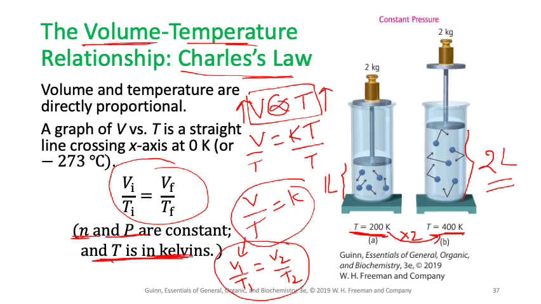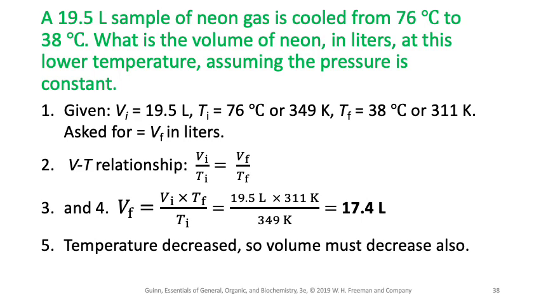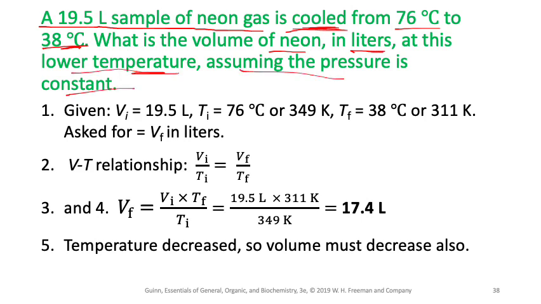So let's try to solve a problem using this Charles' law equation. The problem says a 19.5 liter sample of neon gas is cooled, this is important, from 76 degrees Celsius to 38. So the temperature is going down. What is the volume of neon in liters at this lower temperature, assuming the pressure is constant? We have to use Charles' law because there's a relationship between volume and temperature, and the pressure and the amount are constant.